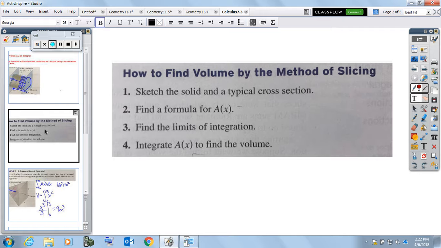And we said that we wanted to find a method for slicing and creating a volume. So we thought about the solid, and then we thought about what would be a typical cross section. Then you try finding a formula that fits that cross section, whether it's x squared for a square, or maybe pi r squared for a circle, or whatever the case may be. And then you want to find the limits of integration, from blank to blank, of how much of the figure, the solid of revolution, there is. And then we can take the integral to find its volume.